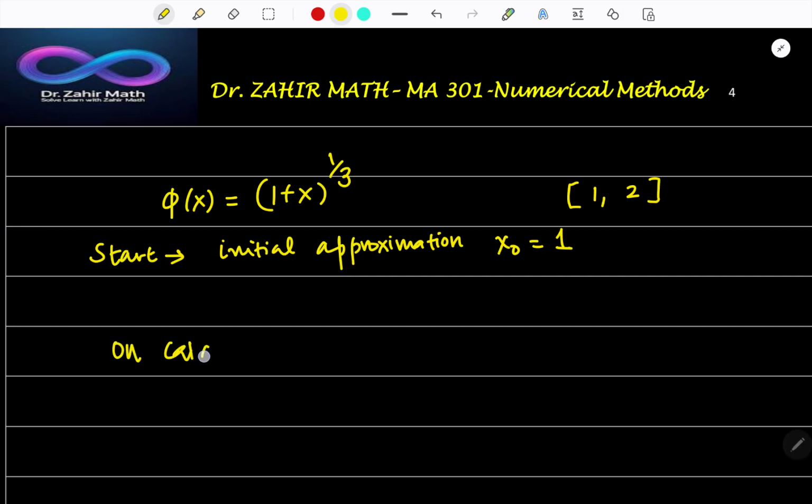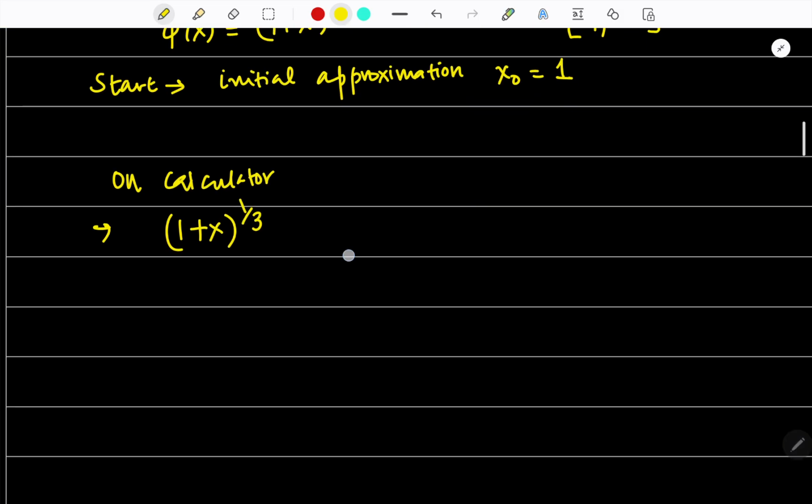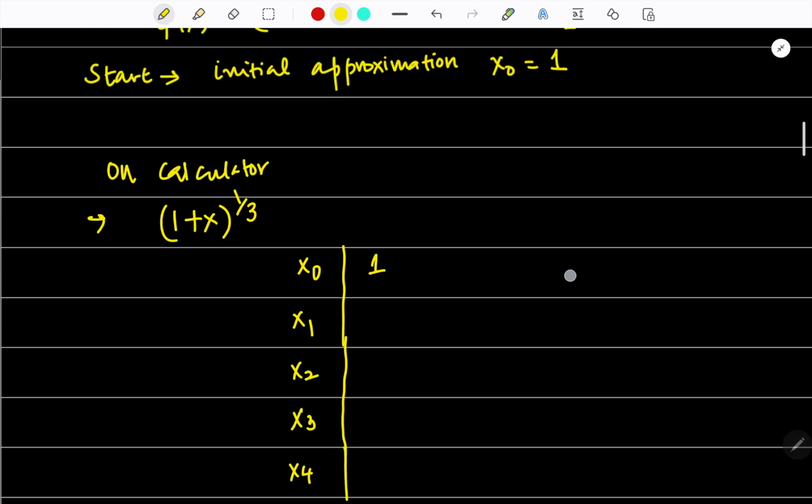Whenever I'm writing on calculator, it means you're going to type this equation. So on calculator, what you're going to do? Please type 1 plus x to the power of 1 by 3. So bracket open, 1 plus alpha x, bracket close. And make the power fraction mode 1 over 3 and then keep it on the screen. Then you start pressing calculate. Okay, make a table here. I'm just going to make a table. So your x naught initial approximation, you are taking 1. Next x1, then x2, then x3, then x4. It goes like this. Very simple table.